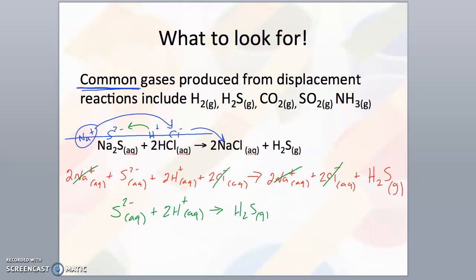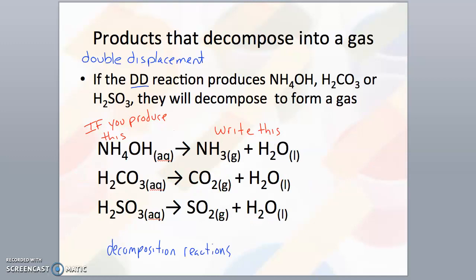There are many gases, but the ones mentioned here are common in general chemistry, so you should memorize these so that you write the correct state when you are writing net ionic equations. These compounds decompose rapidly into gas and water, so if you do your double replacement and form one of these, put a line through it and write the products of the decomposition. These are all gas-forming reactions.